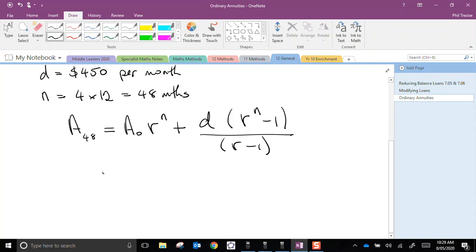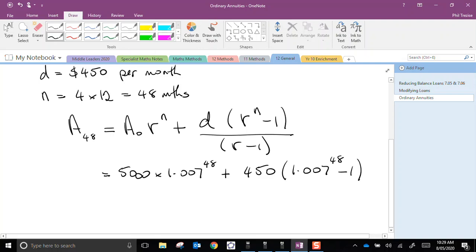Now let's write some numbers down. We had 5,000, 1.007, and there were more digits, but the calculator will remember those for me, to the power 48. My deposit amount per month is 450. R again is 1.007 with all those extra digits, to the power 48 minus 1, all divided by 1.007 minus 1.